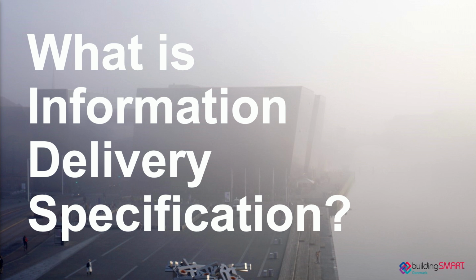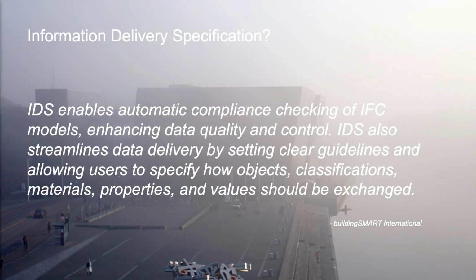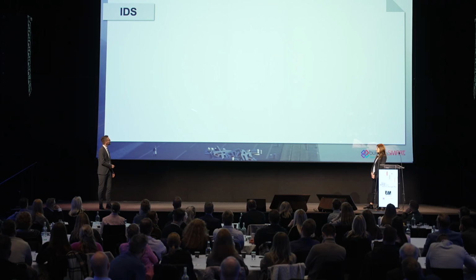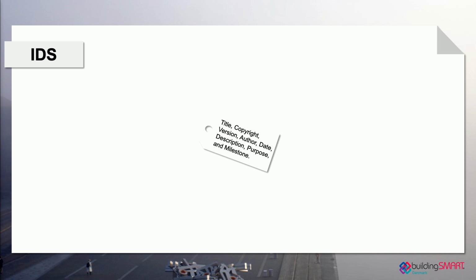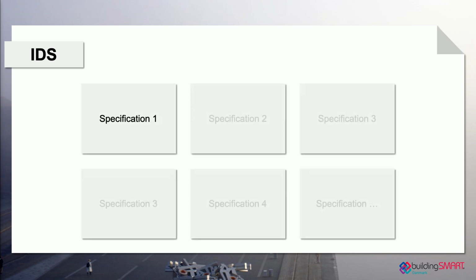So what is IDS? I tried to be a bit more visual here. It's actually just a file which is highly structured, as mentioned before. And if you use your imagination, this is an IDS file, the white box here. The IDS file has some metadata attached to it. That could be a title, copyright, version, etc. These are part of the standard. And the file can have one or many specifications attached to it with different purposes.